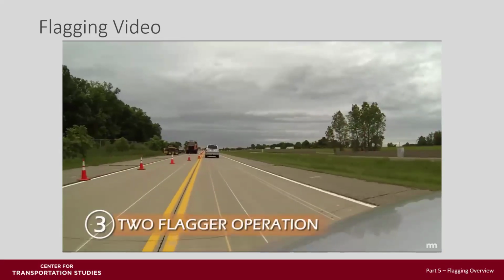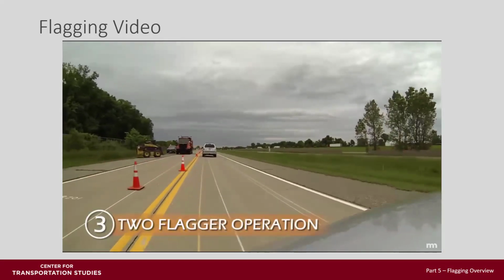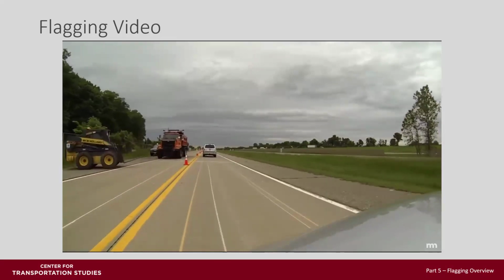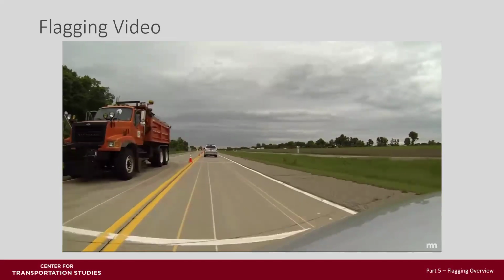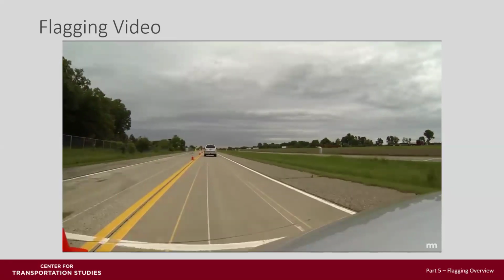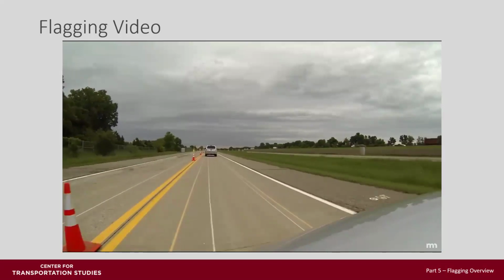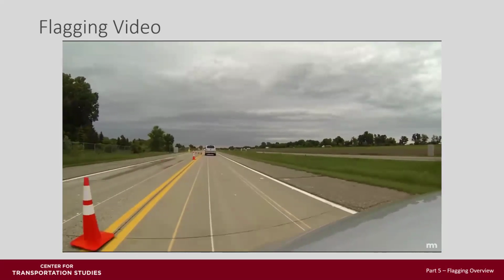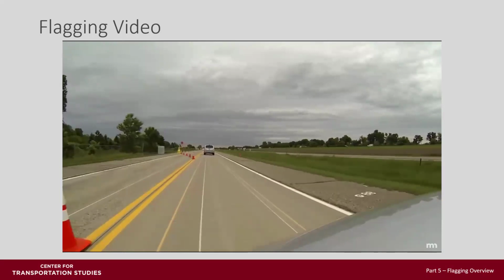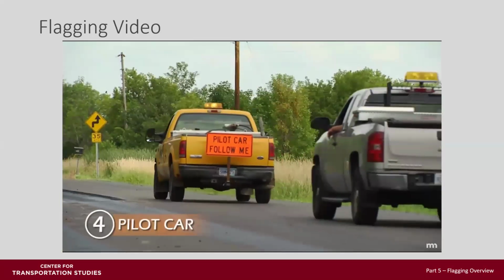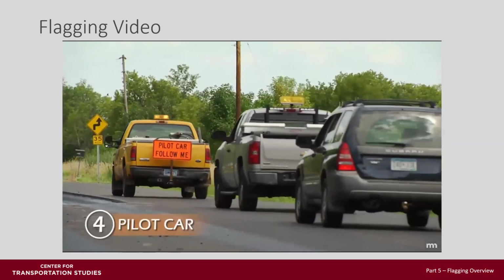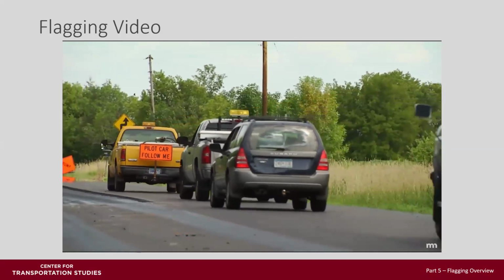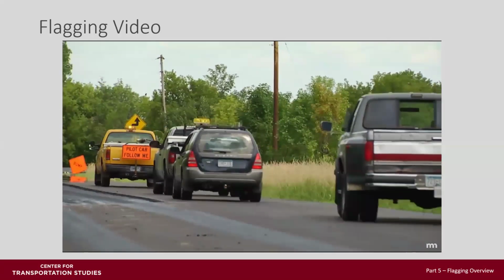Two flagger operation. This is the most common flagging procedure. A flagger works on each end of the work zone to control the movement of traffic through the work area. Good communication between flaggers is critical during this operation. Pilot car operation. This method is used when the work zone is particularly long, dangerous, or complicated.